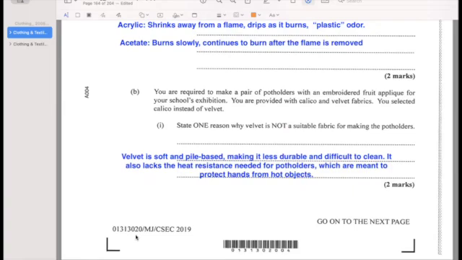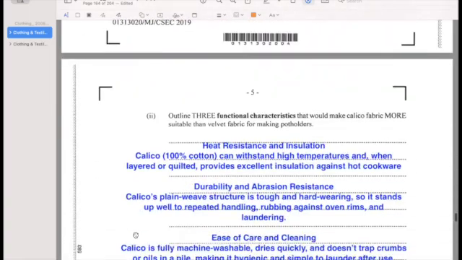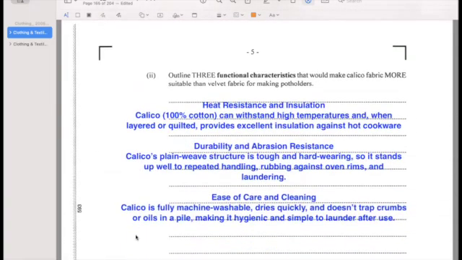All right. Velvet is soft and has a pile base, making it less durable and difficult to clean. So you can give that response, right? It also lacks the heat resistance needed for a pot holder, which is meant to protect hands from hot objects. 2 marks.